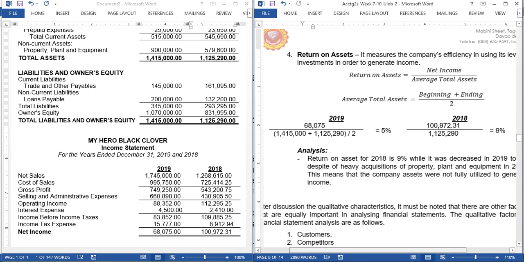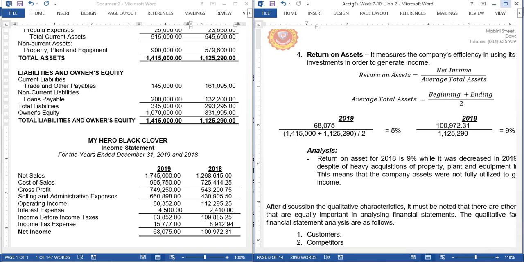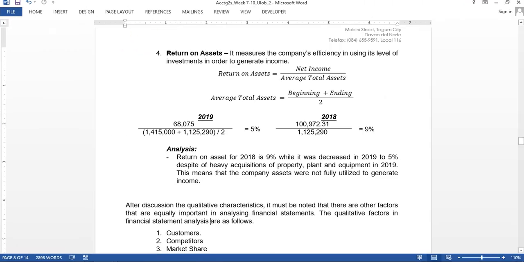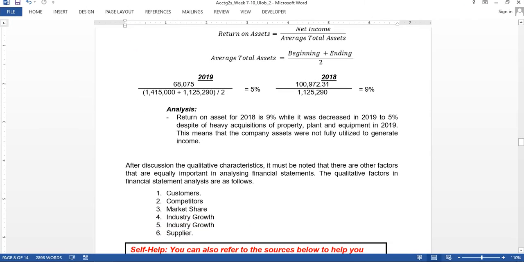So, the discussion here after this one. So, after discussion, the qualitative characteristics, it must be noted that there are other factors that are equally important in analyzing financial statement. The qualitative factors in financial statement analysis are as follows. So, siyempre, you may not actually focus on the financial performance of company for the previous year, pwede pagka i-consider nimo ang customer's feedback for improvement.